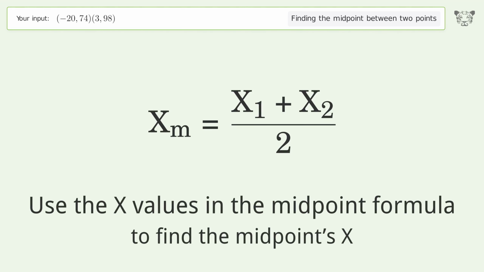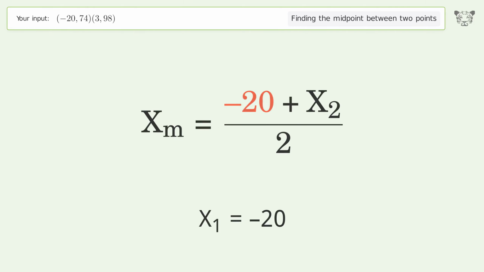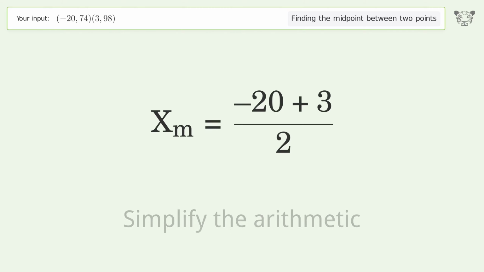Use the x values in the midpoint formula to find the midpoint's x. x1 equals -20. x2 equals 3. Simplify the arithmetic.